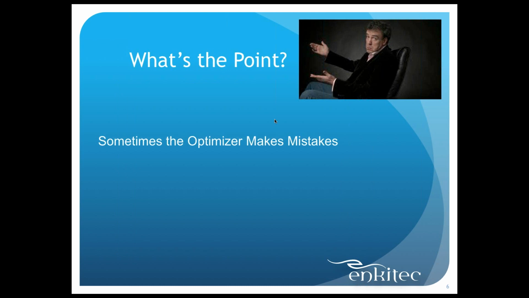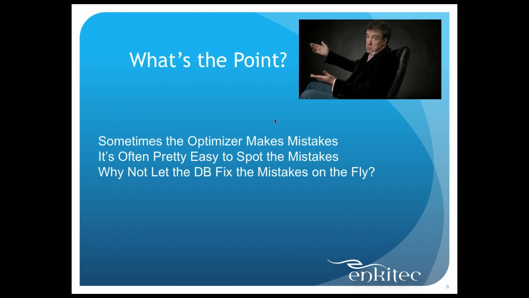So what's the point? Sometimes the optimizer makes mistakes. You guys are all aware of this. Sometimes it's a plan change. That's usually what the problem is, and many times it's caused by a misestimate of cardinality somewhere. So it's often pretty easy to spot those mistakes. And so in 11, we had some pretty good techniques for spotting those things and fixing them later. But the idea with 12c with adaptive optimization is to try to fix them on the fly when they happen, so that we don't have bad performance that we have to fix later. But let's catch them on the fly.